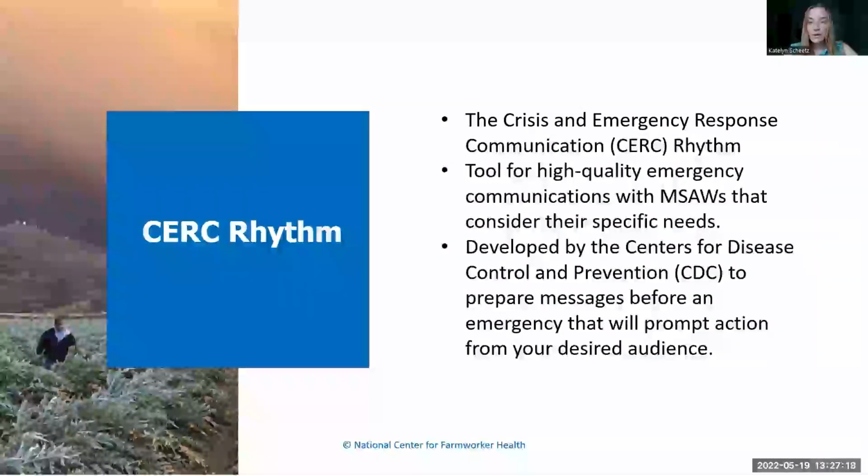So the Crisis and Emergency Risk Communication rhythm is a tool for high quality communications. It's developed by the Centers for Disease Control and Prevention, also known as the CDC, to prepare messages for an emergency. And it's meant to be done before the emergency starts. That's very important in this process. And it's designed to prompt action from your desired audience. In this case, we actually adapted the CERC rhythm to migrant and seasonal agricultural workers specifically.